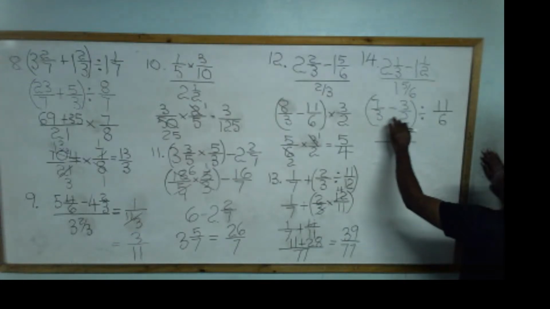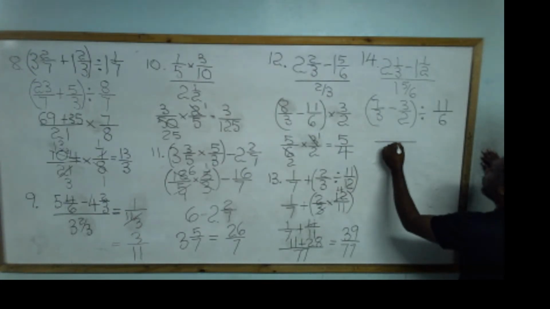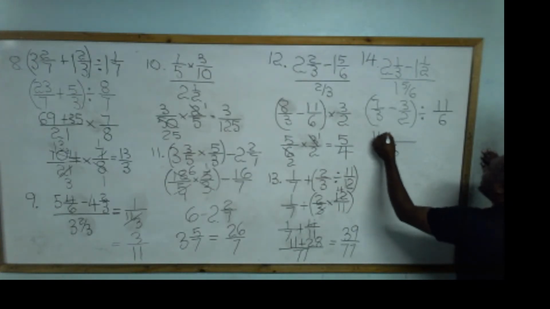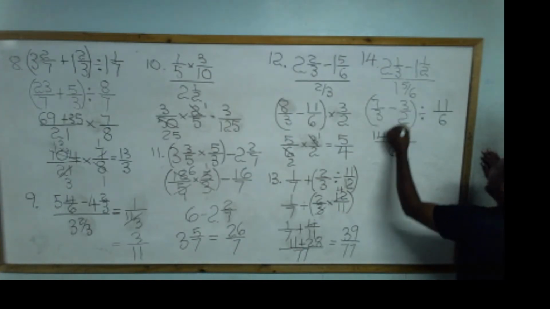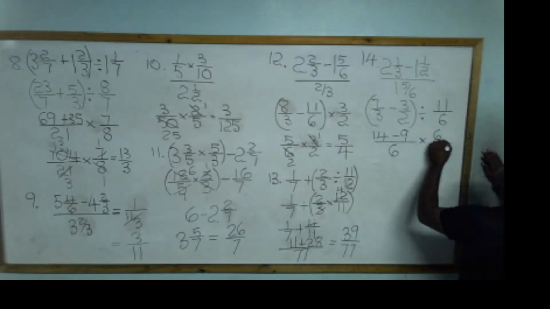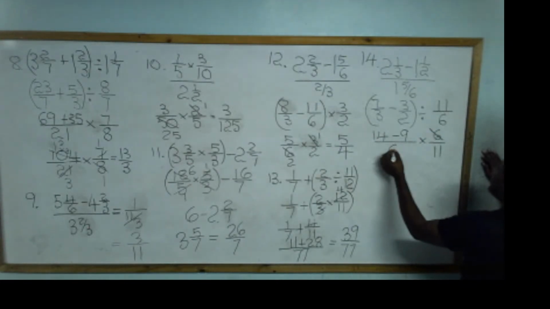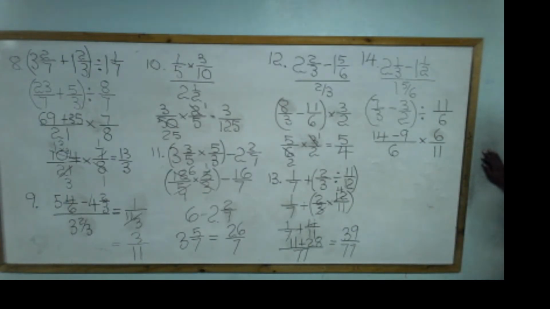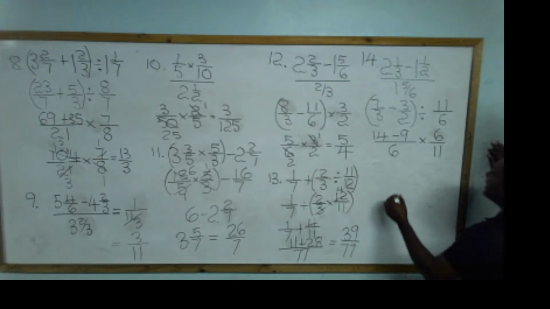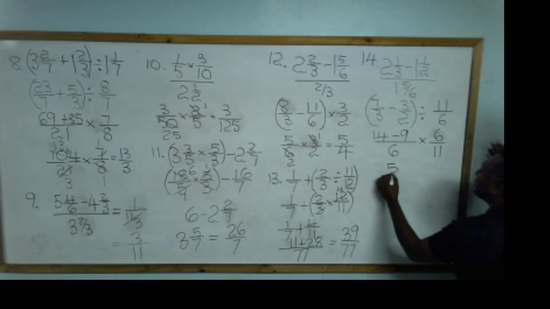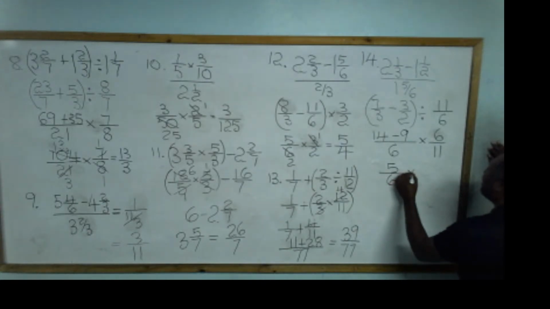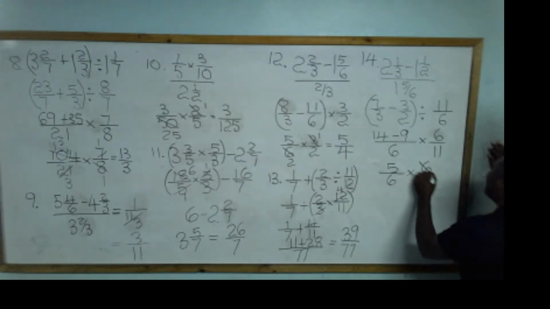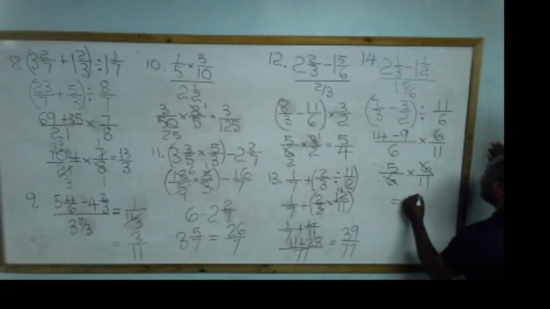We know that these do not have any common prime factor, so it's going to be 3 2s, 6. 7 2s, 14. 3 3s, 9. To be multiplied by 6 over 11. And we can see the 6 going away already. Let's not be in too much of a haste. 14 minus 9. That will give you 5. So it's going to be 5 over 6 multiplied by 6 over 11. And these will go. And your answer is 5 over 11.